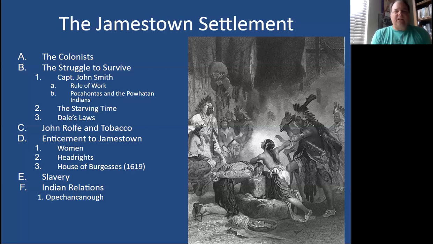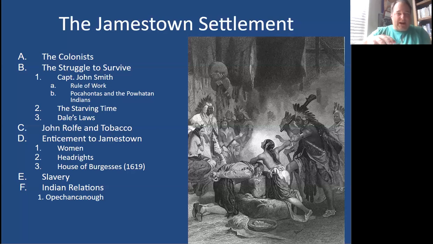So the colony finally had something that makes them money. What were they going to do to try to encourage more and more people to come to Jamestown? Well, the company used women to entice more people to Jamestown. The company decided this is still a very male oriented society. We need more women going and becoming wives, and families being established in Virginia, in Jamestown.